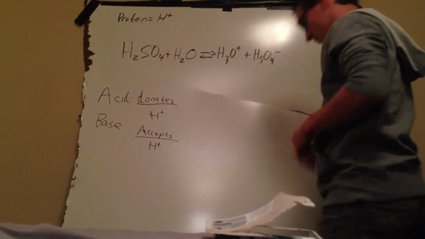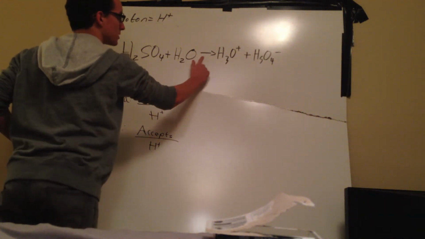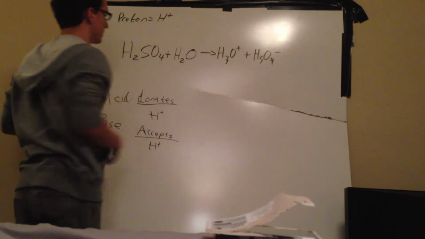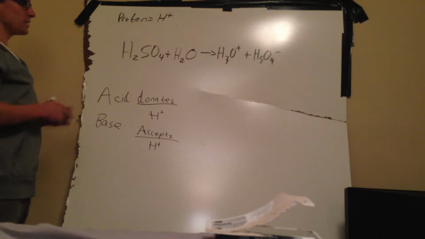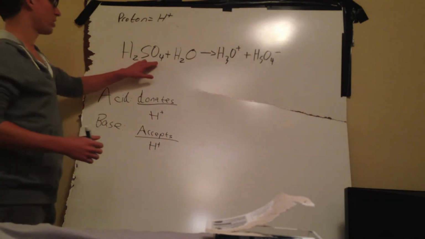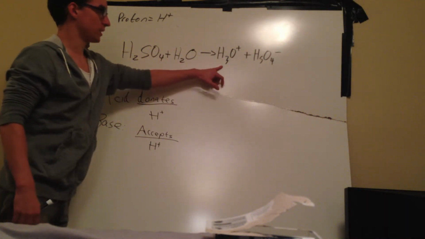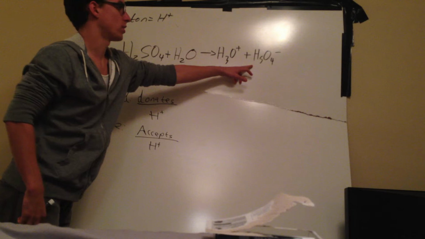Okay. And this is actually not a reverse reaction, sorry. Not equilibrium, so it's not happening back and forth. It only happens once, and that's it. So, let's see what happens in this reaction. We have H2SO4 and an H2O. Now it turns into H3O and HSO4.